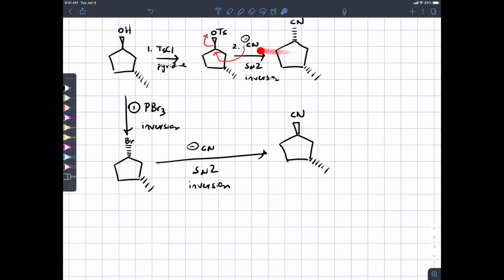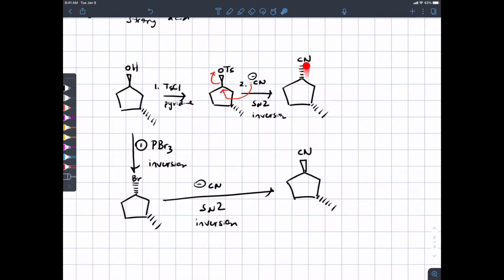This pathway up here via the tosylate gives us only one inversion event. So our nucleophile is able to be down relative to where the OH group was. This second pathway is double inversion. We have one SN2 reaction followed by another SN2 reaction. Our nucleophile ends up in the same up position as the OH group was.